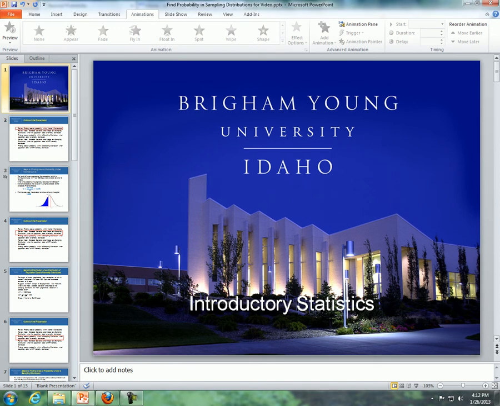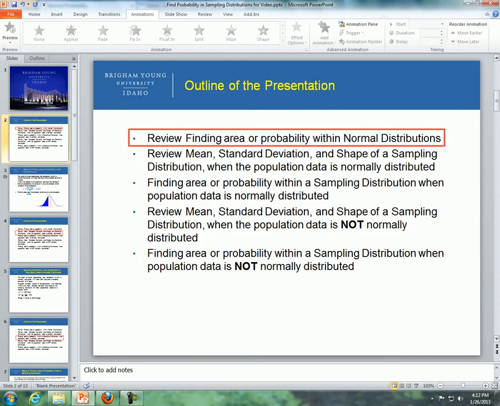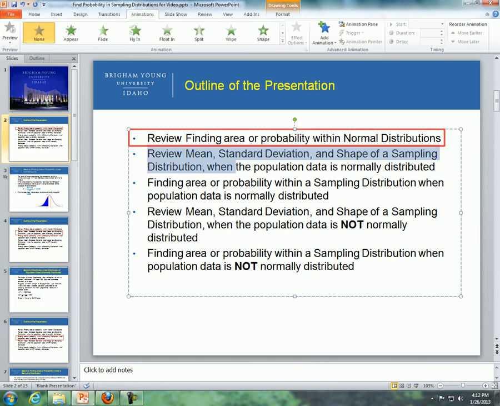This video will be covering Lesson 7, which deals with finding probability or area within a sampling distribution. The outline for this video will go as follows. First, I'll be reviewing Lesson 5, which is finding area or probability within a normal distribution curve. Then the second thing we'll review is Lesson 6, which is the mean, the standard deviation, and shape of a sampling distribution when the population data is normally distributed.